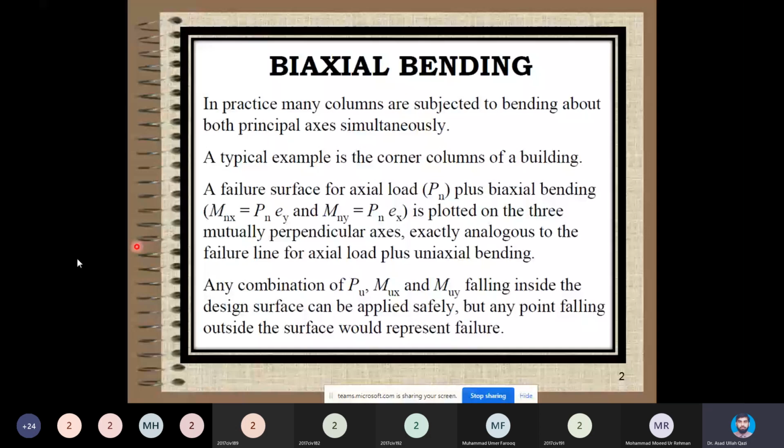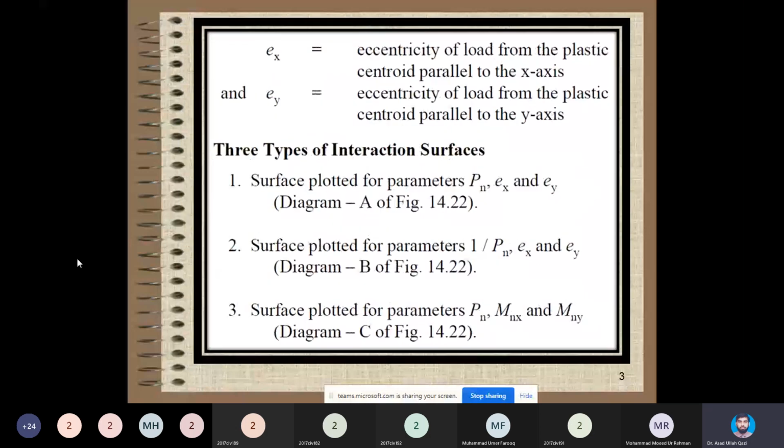Since we are working on two mutually perpendicular axes, we are working on two moments, so there are two eccentricities present. We will use E with subscript X as the abbreviation for eccentricity along the X-axis. From the plastic centroid to the load point of application, the distance along the X-axis will represent Ex, and similarly Ey will represent the distance of the point of application of axial load from the plastic centroid along the Y-axis.